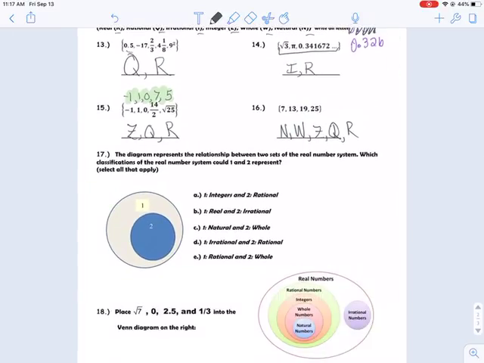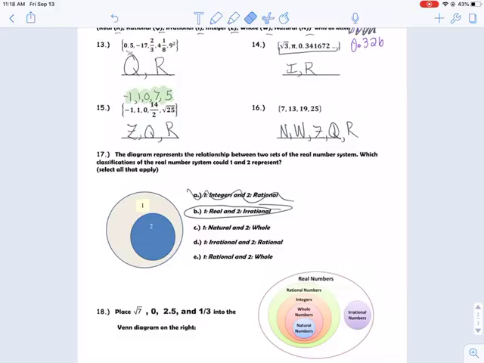Okay, number 17. The diagram represents a relationship between two sets of real numbers. Which classifications of the real number system could 1 and 2 represent? Well, the first one says integers and rational. That means the integers would be on the outside and the rationals on the inside. That's not true, because there would be nothing out here, and there are numbers in this group that wouldn't fit in the integer group, like 1/2. So that's out. Are they real on the outside and irrational on the inside? That means all irrational numbers are real. That's true.